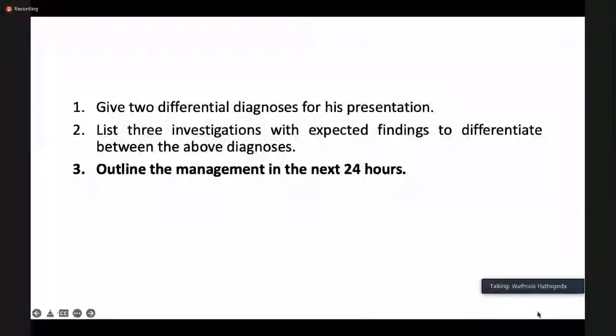So let's ask Mitushan. Tell me the management, Mitushan. Yes, madam. Initially, since the patient's saturation is 89, we have to stabilize the baby with oxygen. And after that, we have to assess the patient's hydration, madam.